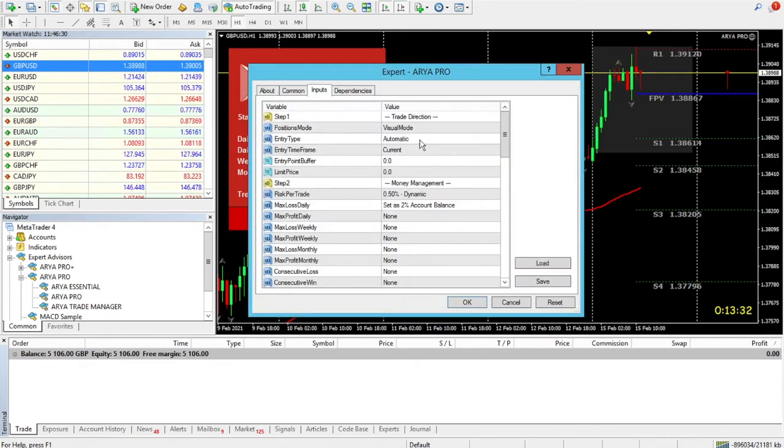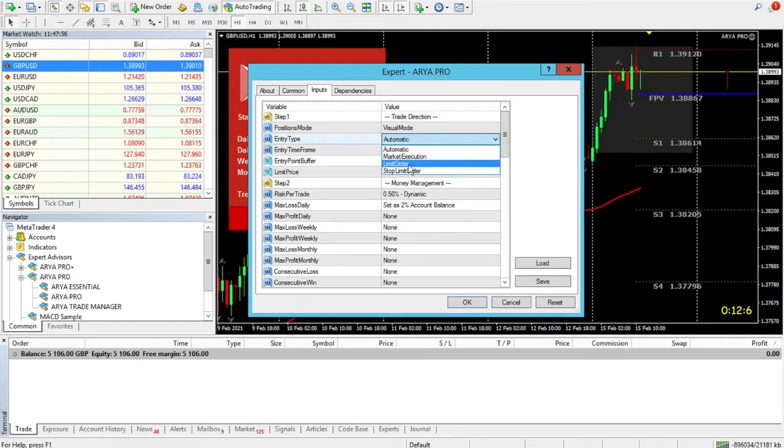Next we have entry type. You can choose between automatic, market execution, limit order, or a stop limit order. Following a fractal logic, ARYA will place an order automatically. If you choose market execution, ARYA will instantly place an order when you click on the buy or sell buttons.